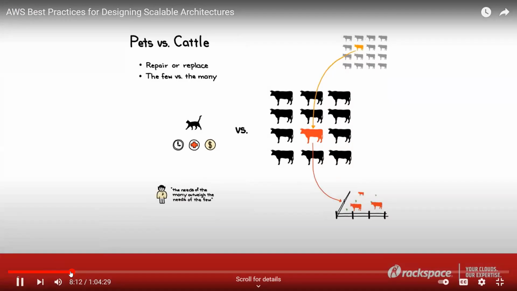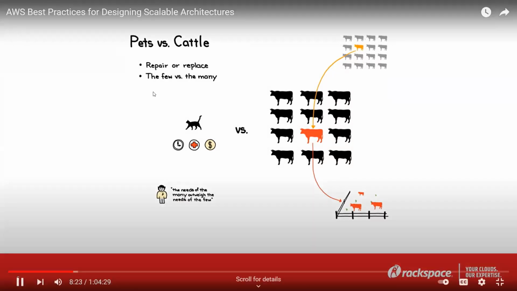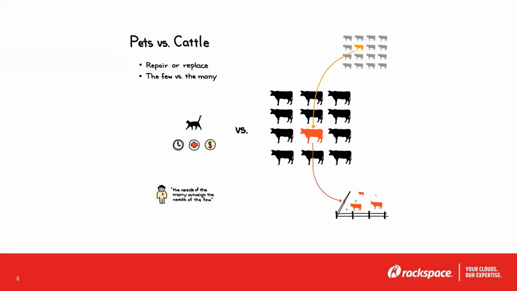Traditionally, when one of our servers was experiencing problems, we would spend the time and the money to repair it and bring it back into operable condition. We'd nurse it back to health when it wasn't doing well, just like we would do a pet. We would take it to the vet, we'd make sure that it got all the medications and the treatment that it needed, and then we'd bring it back home.